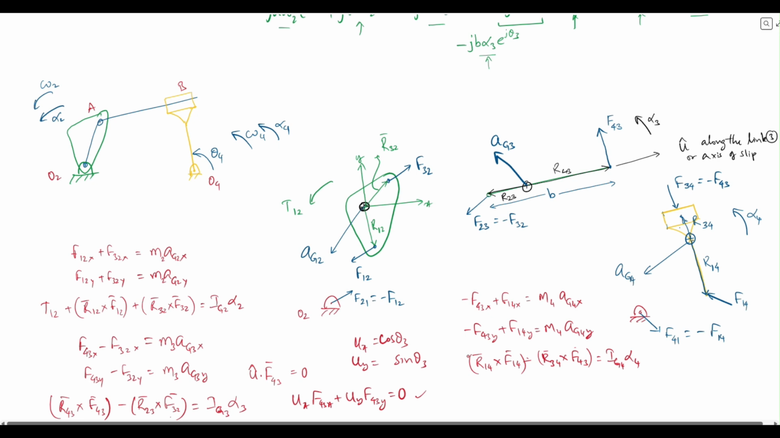So we have 10 equations, but you only have 9 unknowns, which are F12x, F12y, F32x, F32y, F43x, F43y, F14x, F14y, and T12. These are only 9 unknowns. So one of the equations is redundant.